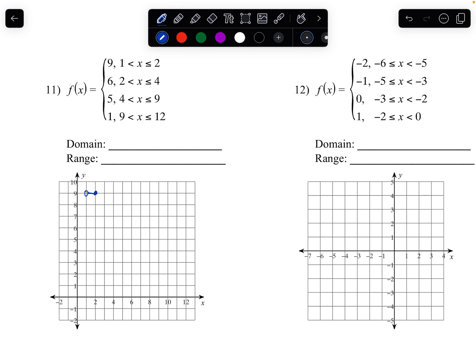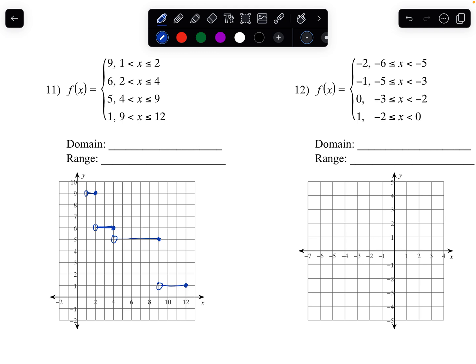Very small. And then we're going to be at 6. Open circle at 2. Closed circle at 4, like that right there. And then we're going to be at 5 with an open circle at 4. And then to 9, that's going to be a closed circle right there. And then it's going to be 1 from 9 to 12.